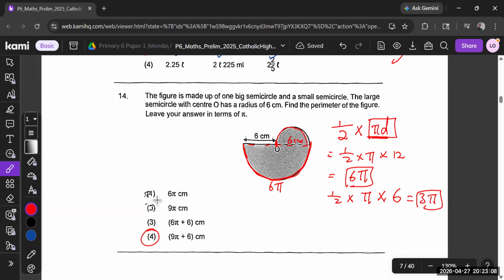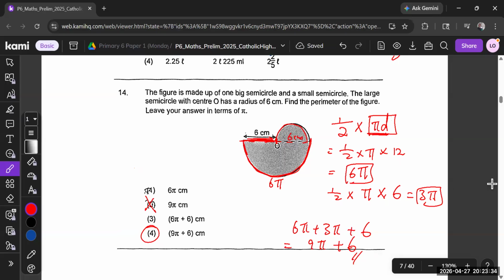You add together and put your answer as 9 pi, which is wrong because you need to add the straight line. So 6 pi plus 3 pi plus 6, and you will get 9 pi plus 6, which is the answer. Perimeter means you have to add the straight lines, not just the circumference, but also the straight lines.